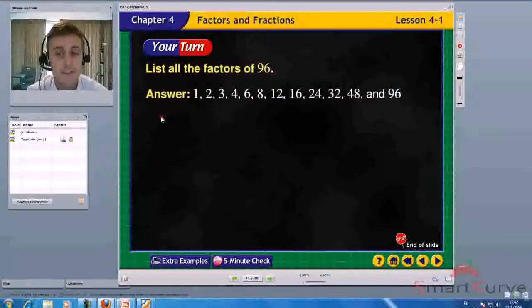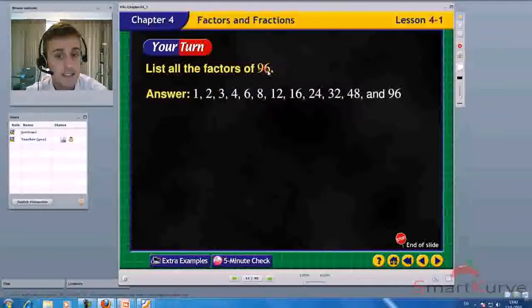List all the factors of 96. They're listed right here for you. 1 times 96. 2: we know that it ends in a 6, so it's divisible by 2. 3: 9 plus 6 is 15, so we know it's divisible by 3. 4: it's divisible by 4, divisible by 2.